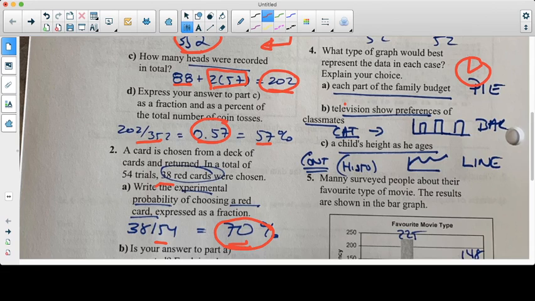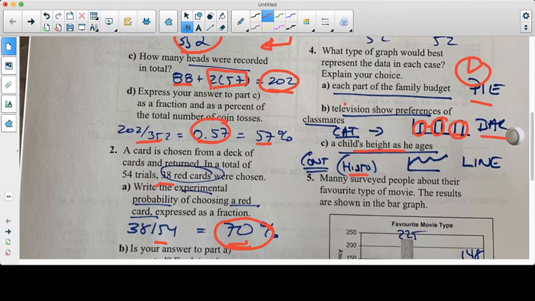Television show preference of classmates. What you want to be careful of is that if you said pie chart or circle graph, that would work. I was thinking bar graph. You could have all the television shows here with bars. You would not have a histogram, so make sure you don't put histogram. A histogram has no spaces. The data here needs spaces because this is categorical data, and there should be gaps between them when you represent them.